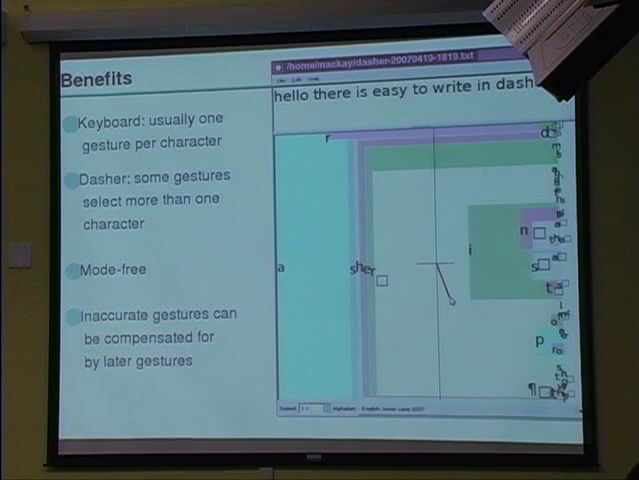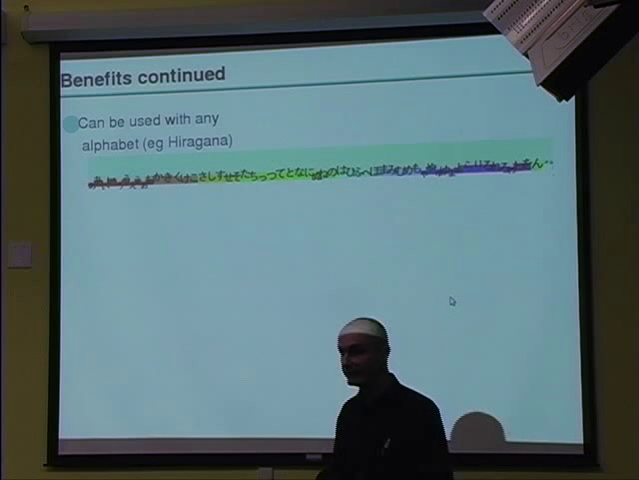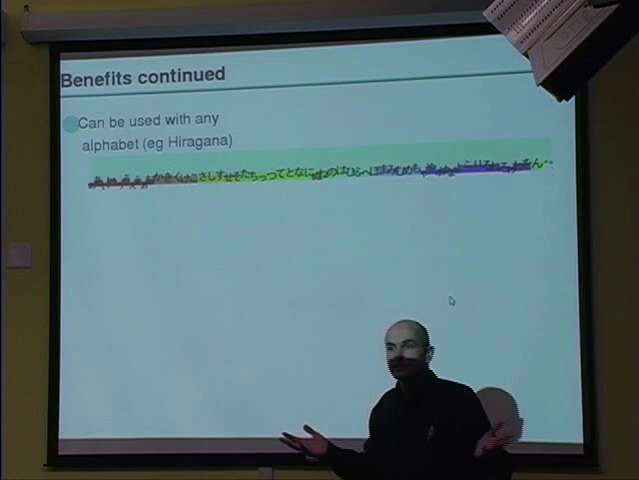OK. Here's another benefit of the Dasher attitude. Having said we're going to base our thing in information theory, we instantly get a writing solution for every language on the planet. In contrast to something like Graffiti, where you have to invent, how do we do an A? How do we do a B? How do we do a C? OK, let's do Russian. How do we do all the letters of Russian? That doesn't scale nicely. With Dasher, straight away, we can use it in any language.